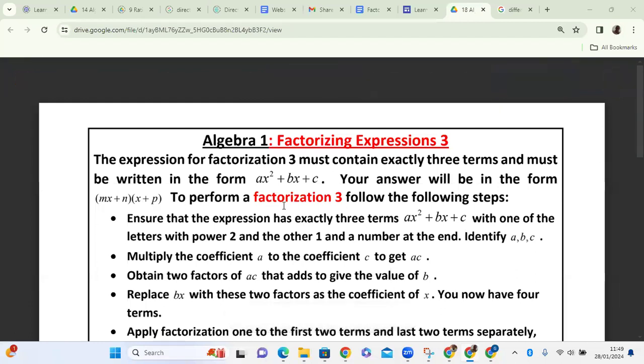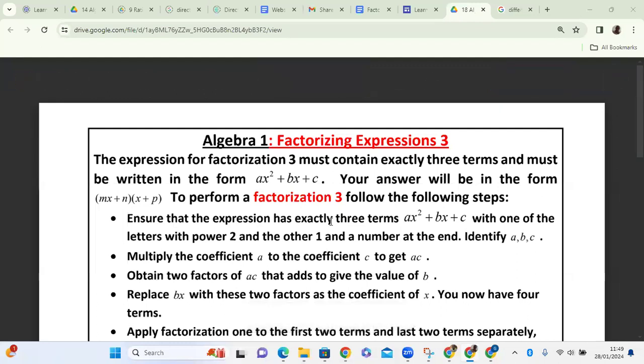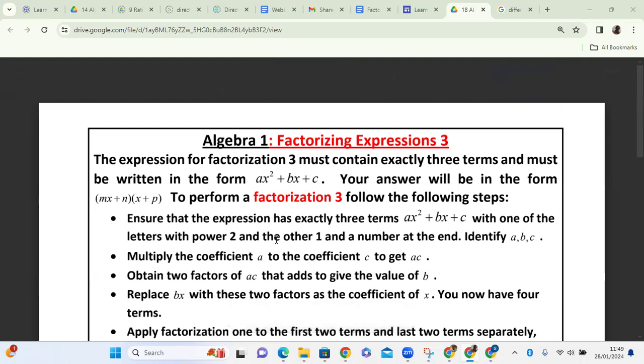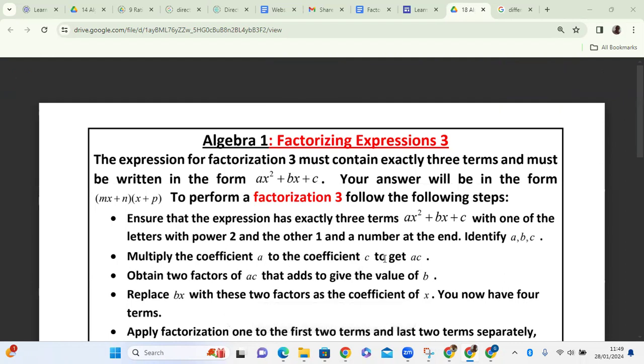To perform a factorization 3, follow these steps. Ensure that the expression has exactly 3 terms, ax squared plus bx plus c, with one letter with power 2, the other with power 1, and a number at the end. Identify a, b, c, and then multiply the coefficient a by the coefficient c to get ac.